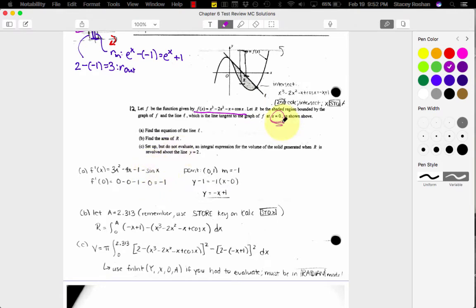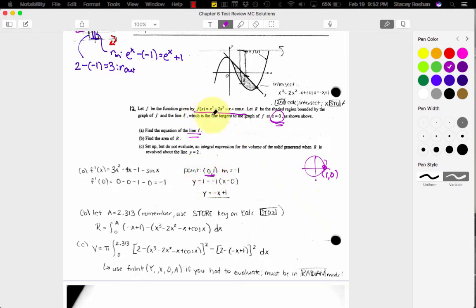And then if I find it at 0, I get 0 minus 0 minus 1 minus the sine of 0, which is 0. So that's where I get that, and I get the slope is -1. To find the equation of a line, I now have the slope, I need a point. So the point at 0, just put it into your function. So I get 0 minus 0 minus 0 plus cosine of 0, and the cosine of 0 is 1. And so my point is (0, 1). That's where that point comes from.